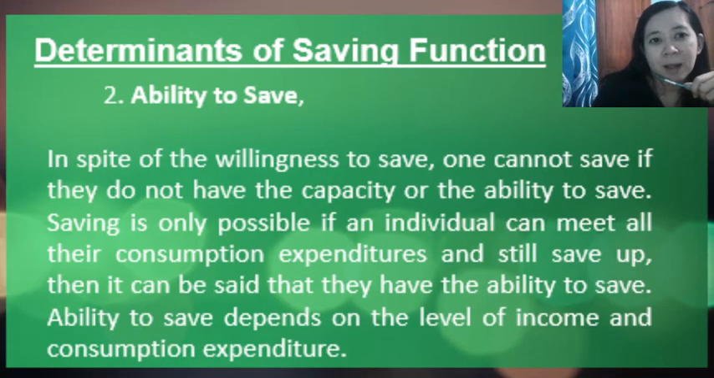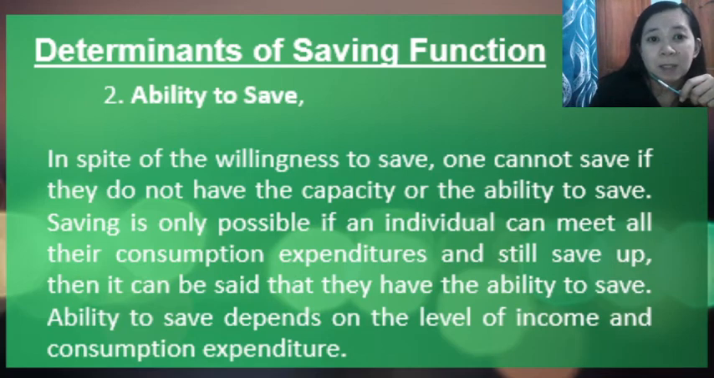So the second determinant factor is the ability to save. Here, in spite of the willingness, one cannot save if they do not have the capacity. That is correct. What about if you're willing to save but your income is not enough for you to have the saving? Therefore, the ability to save is an important factor as well.